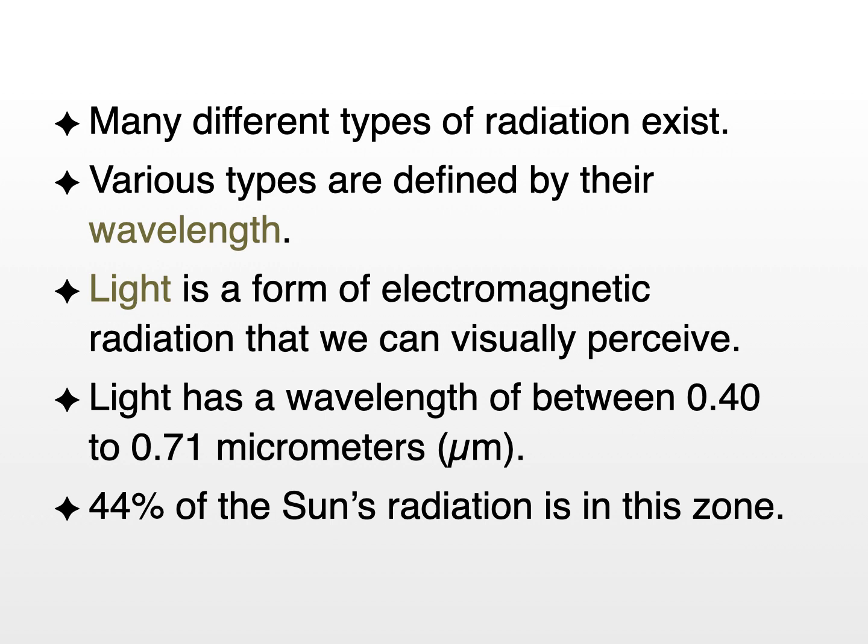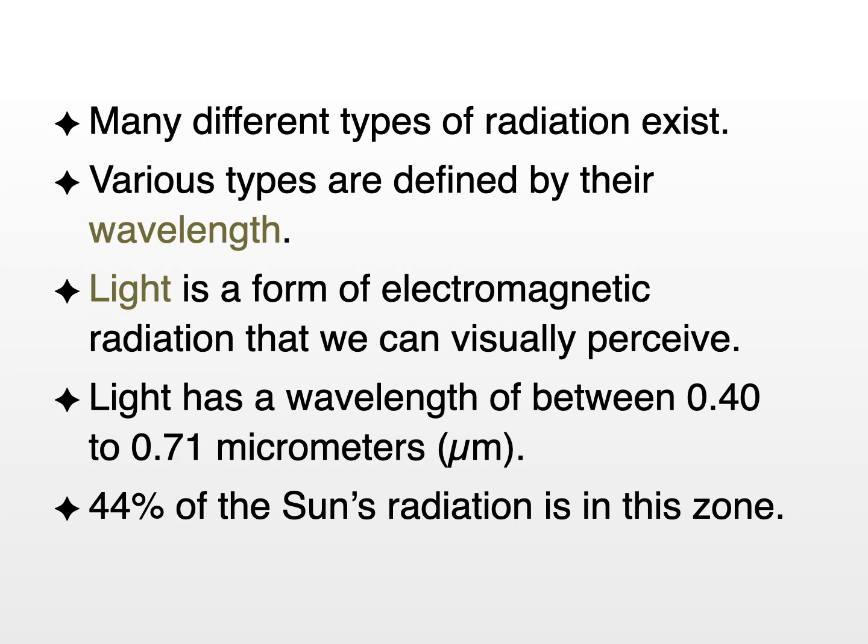Many different types of radiation exist. We'll define 7 different types, and these types vary according to their wavelengths. Light is a form of electromagnetic radiation that we can visually perceive. Light has a wavelength of between 0.4 and 0.71 micrometers, or microns.